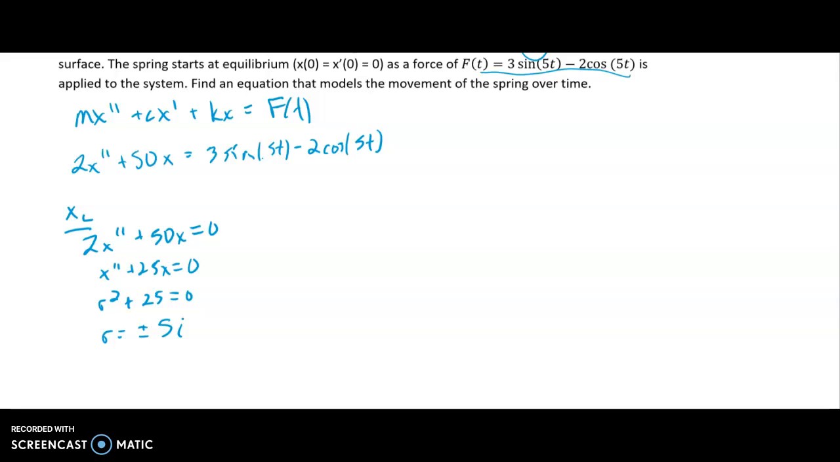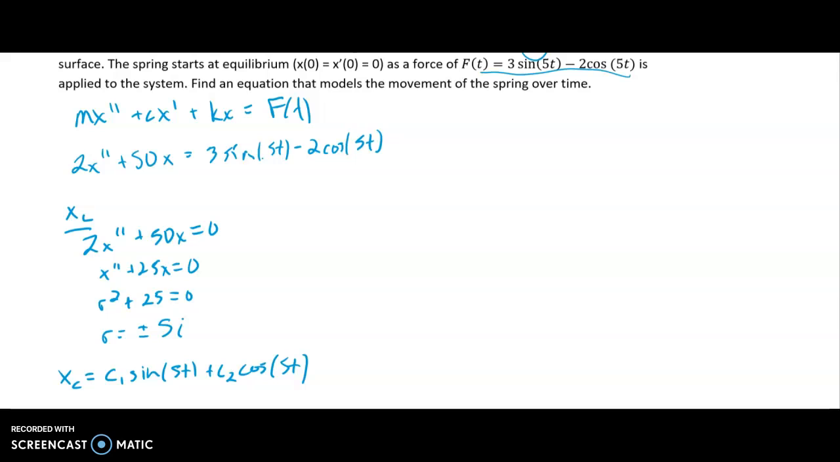From there, we can use Euler's formula to get to xc is equal to c1 sine of 5t plus c2 cosine of 5t. You could flip them the other way around if you want. It's arbitrary. It doesn't matter. You can have c1 cosine and c2 sine. I'm going to roll with it like this for this one.